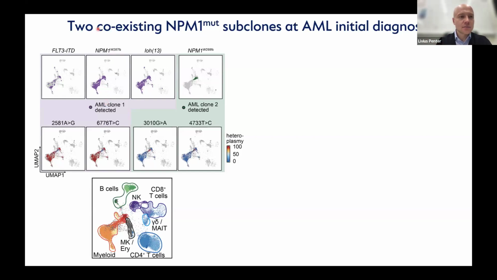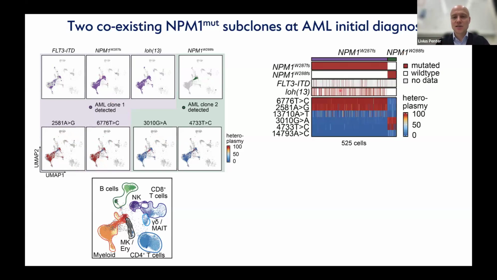detectable. And you can see the UMAPs on the left, and the purple cells are the ones that have one of the 2 NPM1 mutations, and the green cells are the ones that have a different NPM1 mutation. And you can also see at the bottom row 4 different mitochondrial DNA mutations, and 2 of them co-segregate with the purple cells, and 2 of them co-segregate with the green cells. And if we look at this in a heat map, we can really see the mutually exclusive subclones in this case.